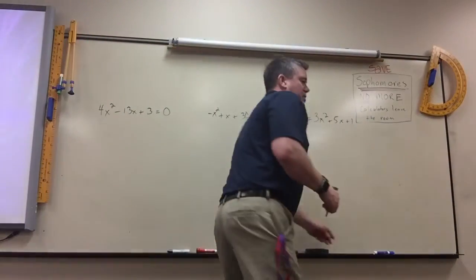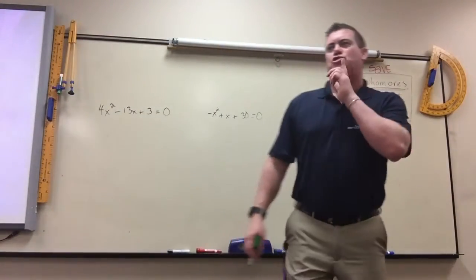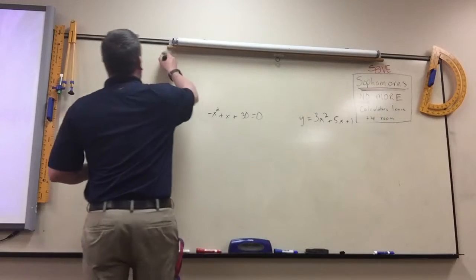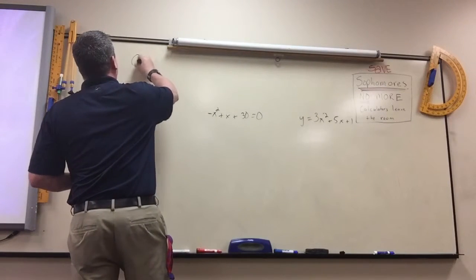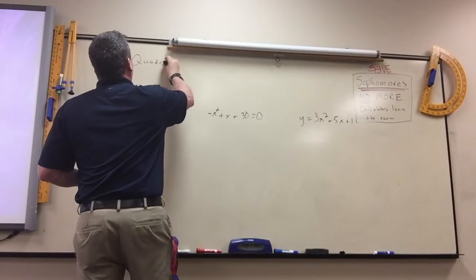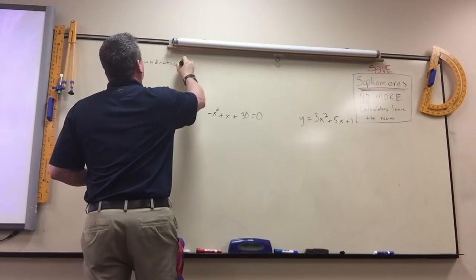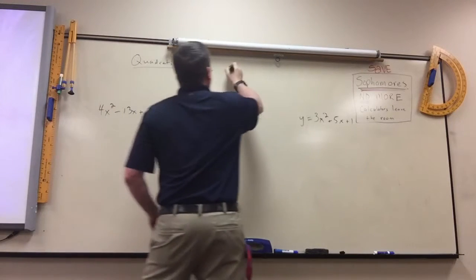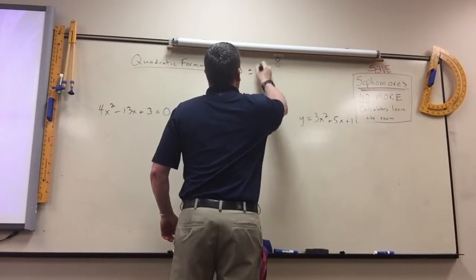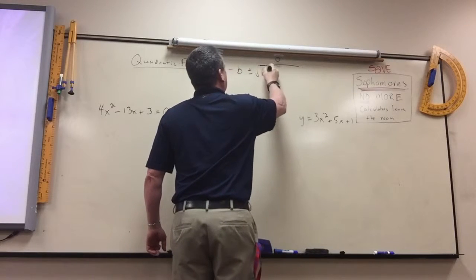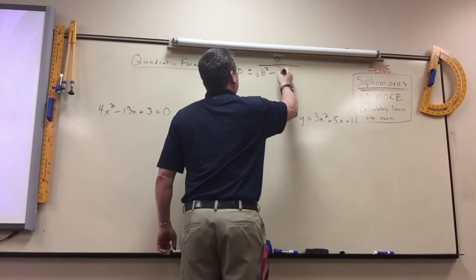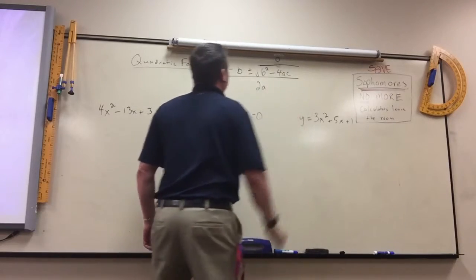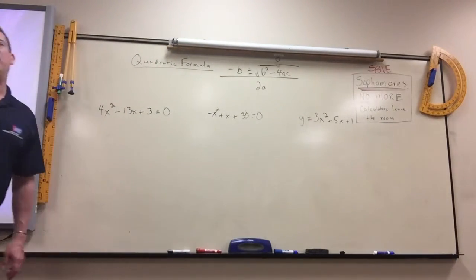All right, the stuff we did yesterday. The quadratic formula. Negative b, plus or minus the square root of b squared minus 4ac, all over 2a. Okay, there's the quadratic formula.